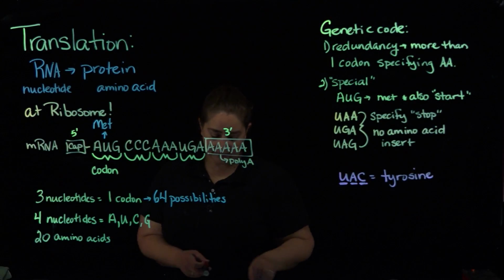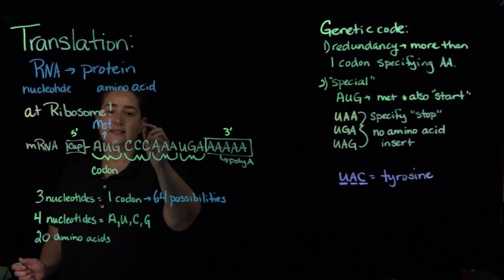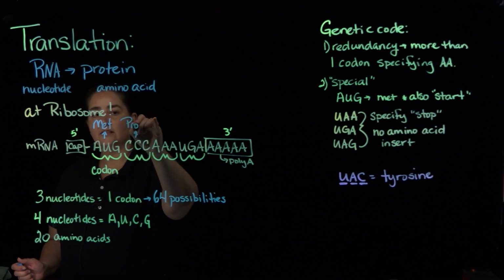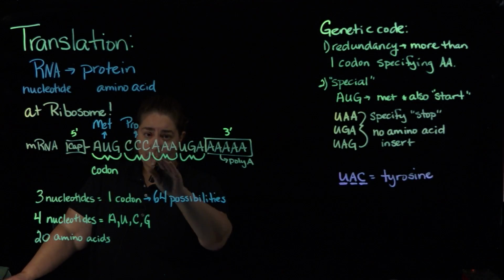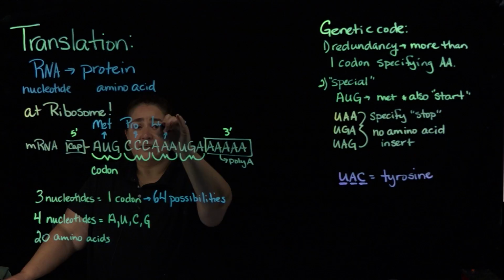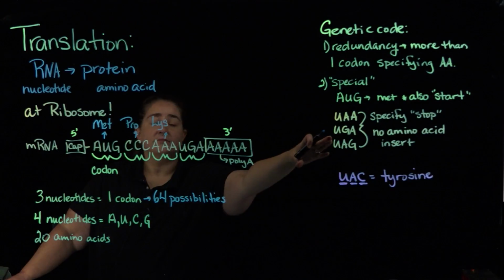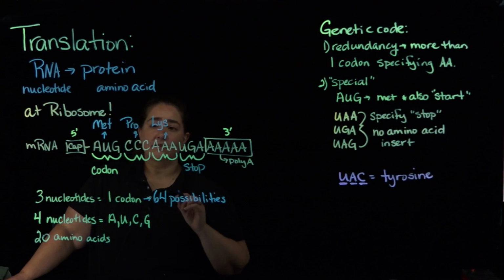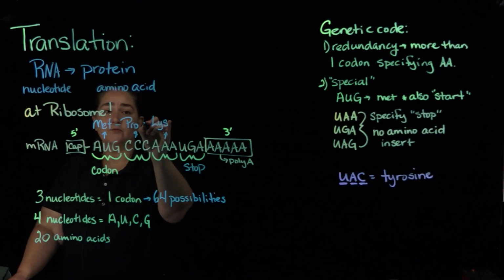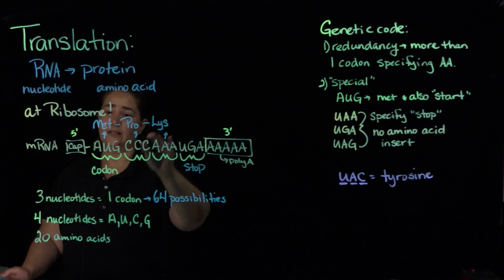If we do this again with our sequence, if you track CCC, that's going to insert a proline as the amino acid. If you go AAA, that's going to insert a lysine. And your UGA, this is one of our special ones. This is one of the stops, so that would not insert any amino acids. So in this case, we've got a very short protein. We've got a 3 amino acid protein that consists of methionine, proline, lysine.